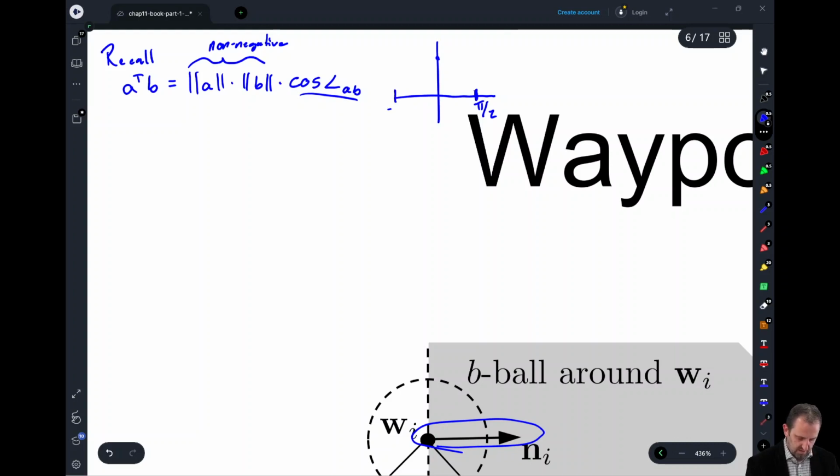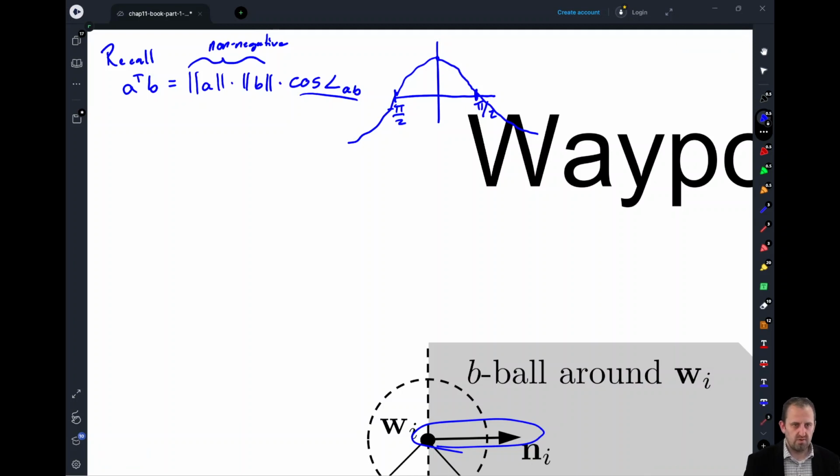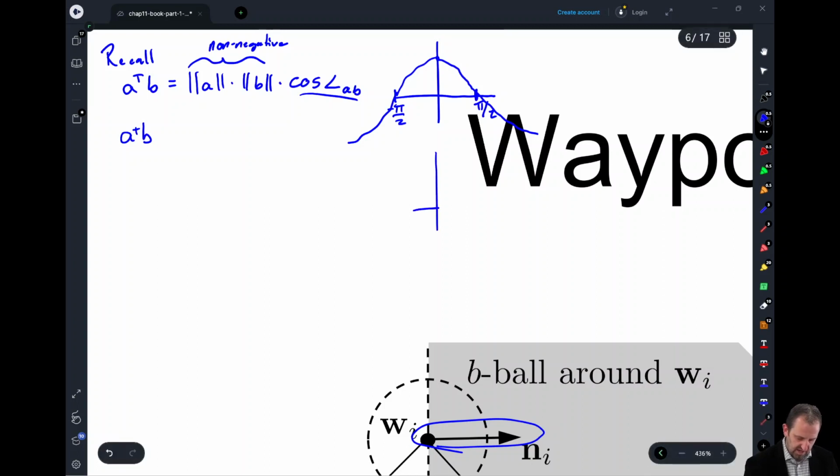Okay, negative pi halves. We have this even function that's going to be positive. Then it switches and goes below 0 when the angle is greater than pi halves or less than negative pi halves. So we know then that A transpose B, and again, if we just look at the angle, now we're plotting the angle as a vector.